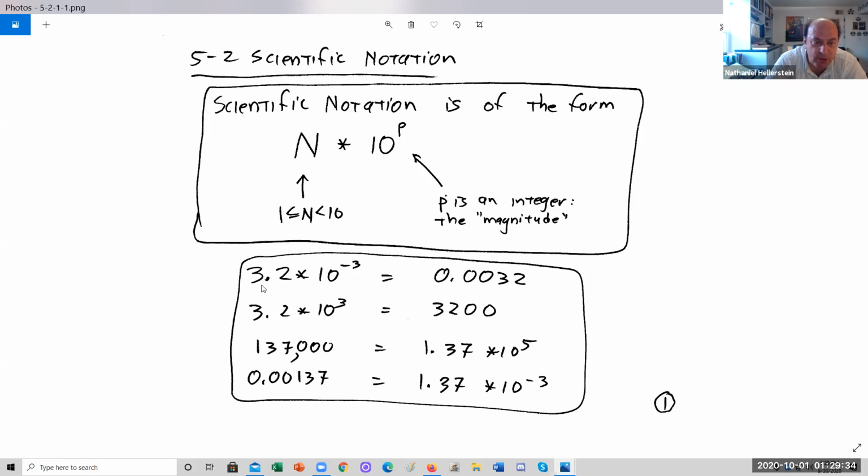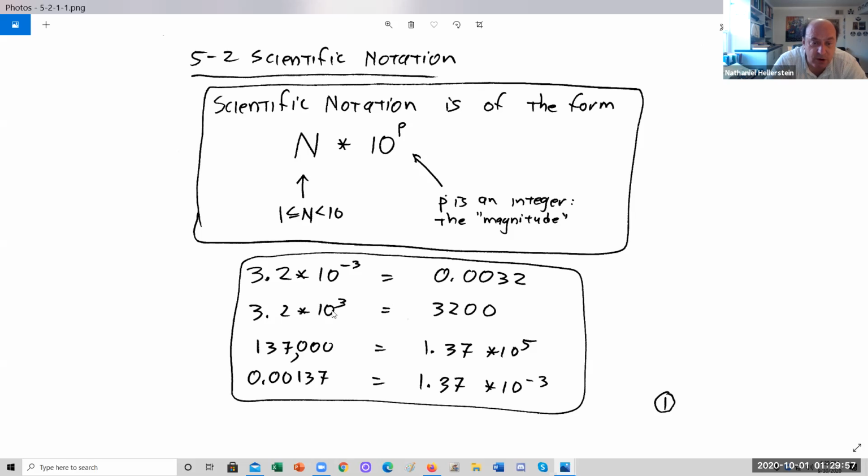So for example, 3.2 times 10 to the negative third. This negative power means it's really small, a thousandth. What we do is we take this decimal point and we move it to the left 1, 2, 3 spots. Or another way to write it is you put a 0 just to the right of the decimal and then write 3 zeros. 0.0032.